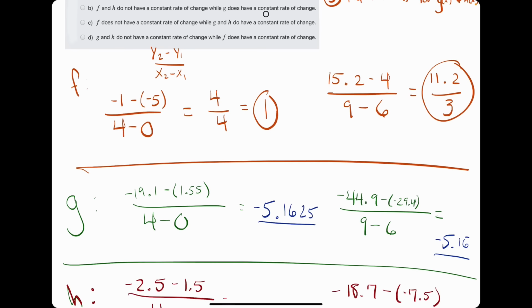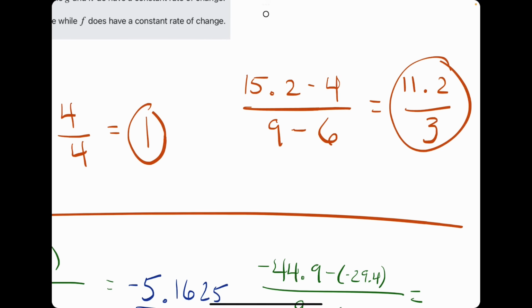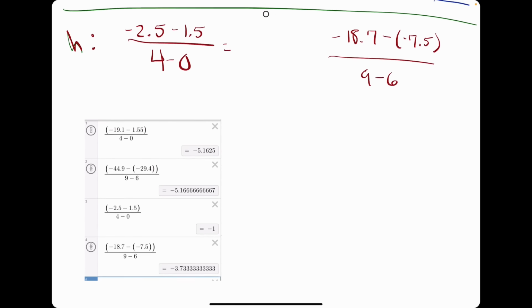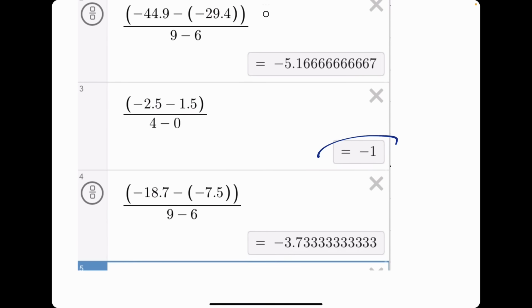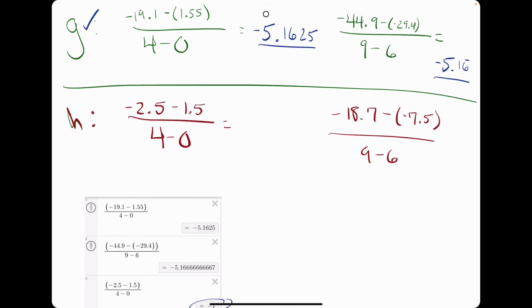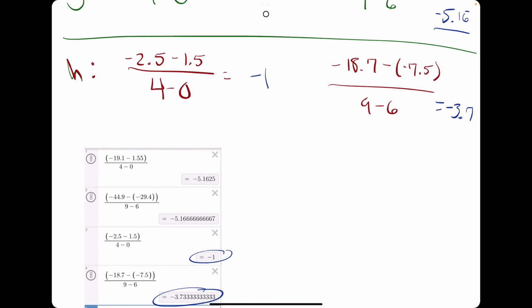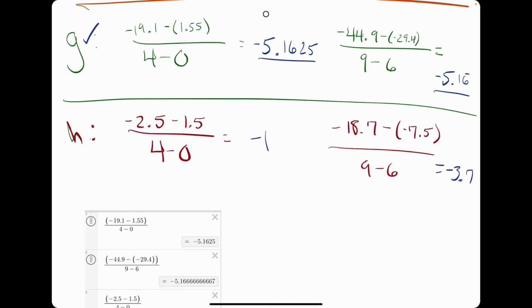So g checks out. We said that f was not a constant rate of change since these two slopes were not equal. And then for h, it looks like the slopes we have are -1 and -3.7. -1, -3.7, definitely a little far off from one another. So h does not have a constant rate of change.